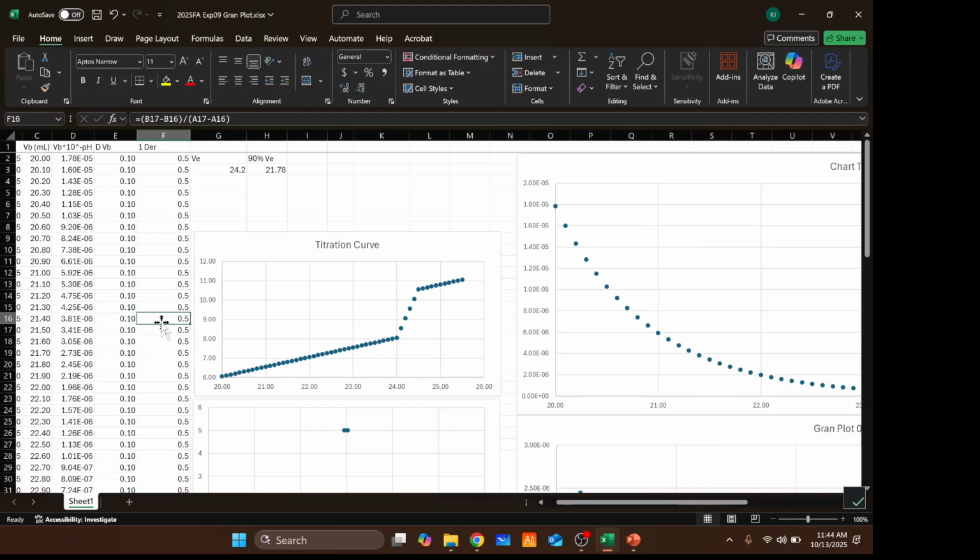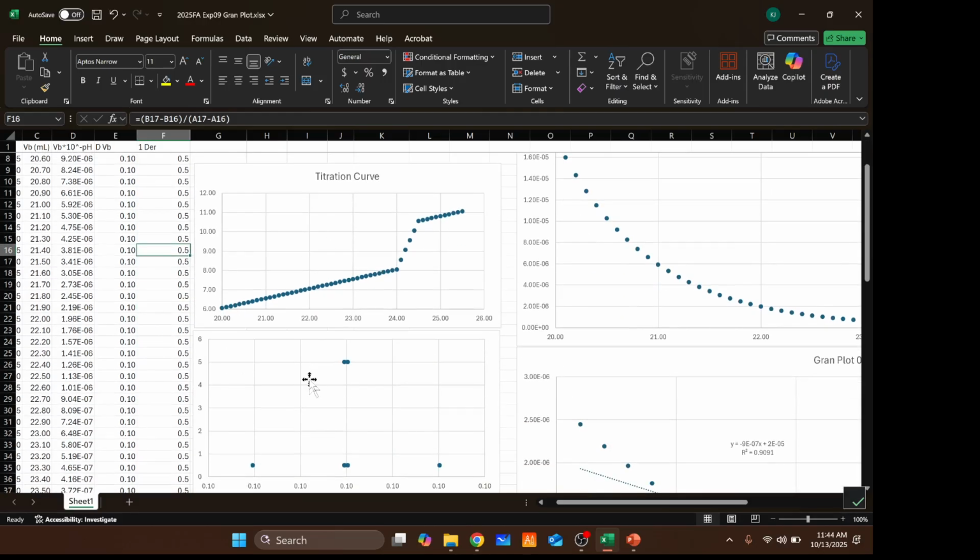Again, though, mathematically, you can take the first derivative. If you take your first derivative, your VE is always the point that changed the most. Okay? That's what a VE has to be.